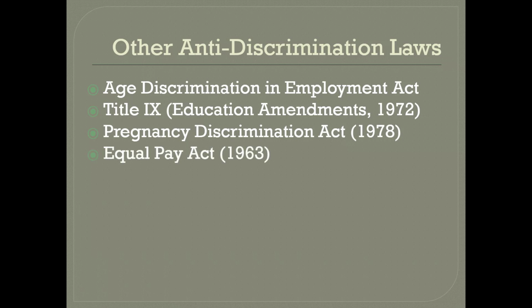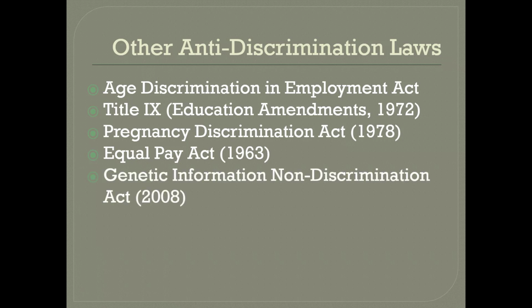You've also got the Equal Pay Act, which was passed in 1963. In fact, this even predates the Civil Rights Act of 1964, which mandates equal pay on the basis of gender. One of the more recent anti-discrimination laws was the Genetic Information Non-Discrimination Act, meaning individuals and employers cannot discriminate against you on the basis of your genetic information, knowing, for example, whether you may be more predisposed to get a certain disease or not. Companies cannot act on that information.